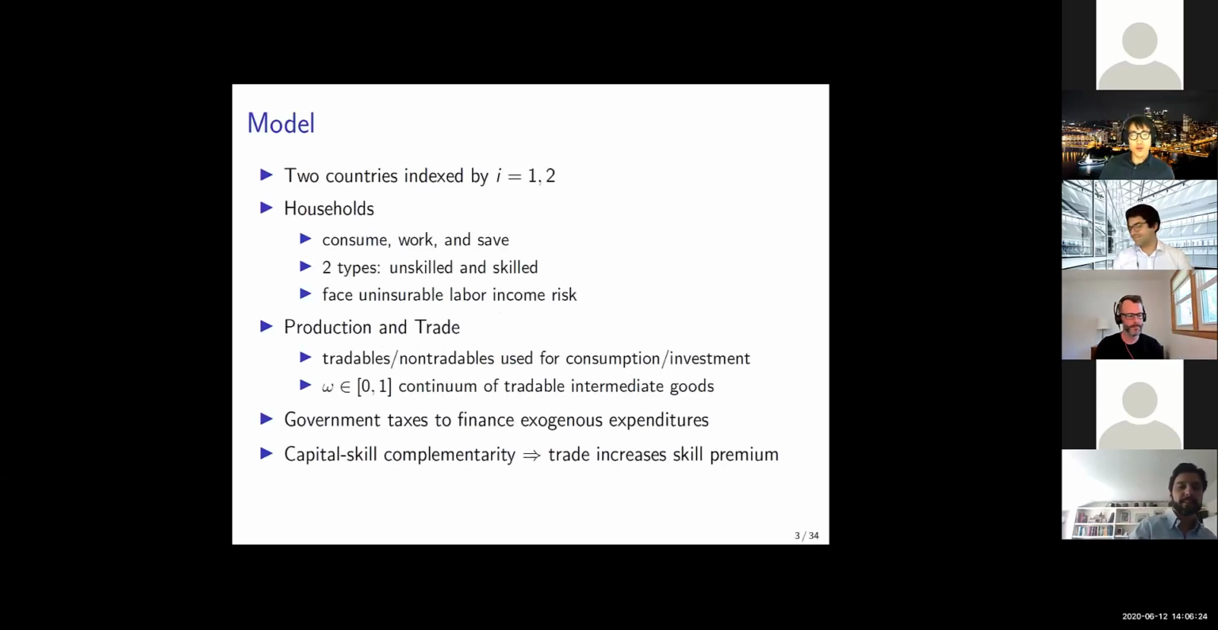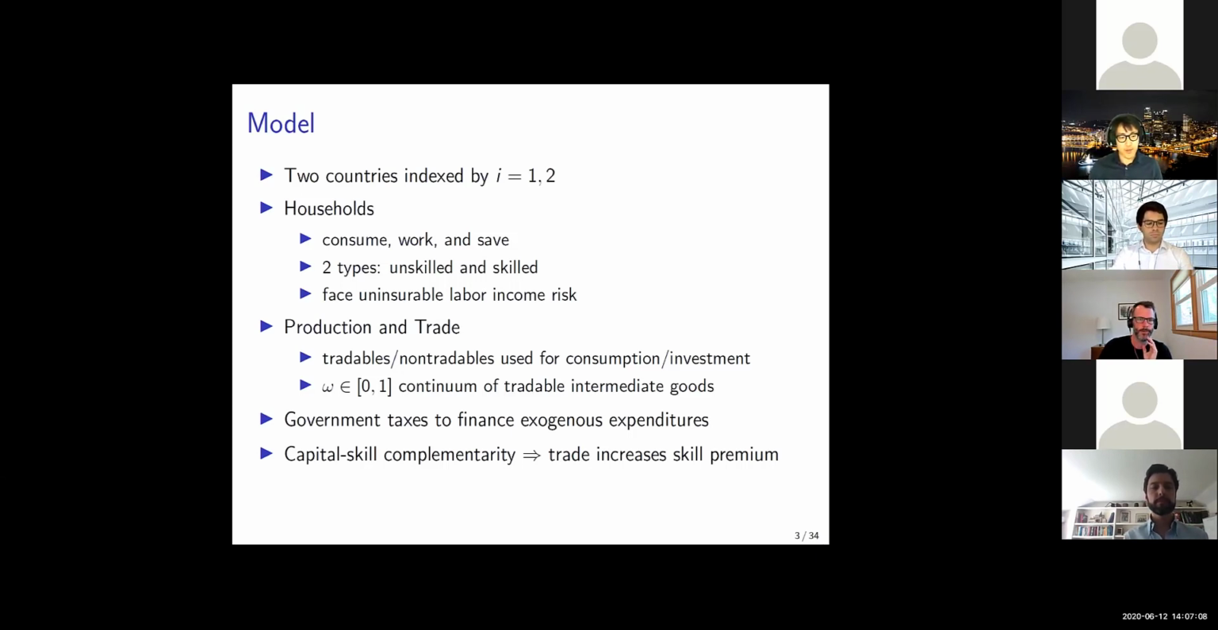All right, so there are two countries. Again, on the trade side, this is going to be very simple. Two countries indexed by i. There are households that choose the amount of consumption, work, and how much to save. There are two types, unskilled and skilled households, and these households face uninsurable labor income risk. They'll have periods of high productivity and periods of low productivity, and during periods of high productivity, they're going to want to accumulate wealth for precautionary reasons, for when they fall on more difficult times, so they'll have that wealth to buffer their consumption.